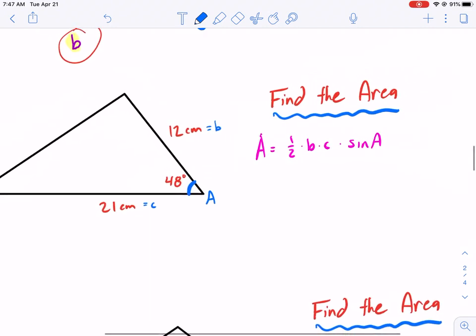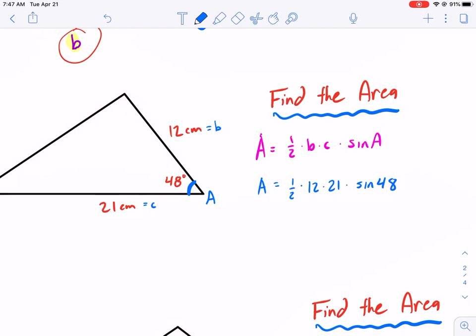So I'm going to do 1/2 times 12 times 21 times the sine of 48. Also make sure you're in degree mode. Okay, in geometry, we're generally in degree mode for most of the time. In pre-calc, you're probably going to be in radians most of the time.